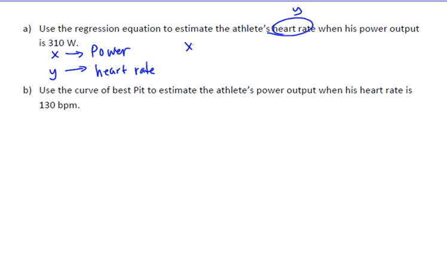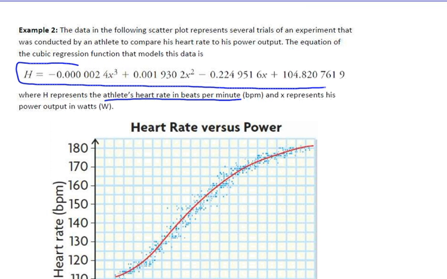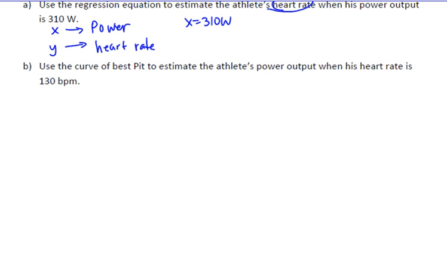Okay, so they give us our x value of 310 watts. Could we use our equation to find y? You don't have to use a list, there's no list given. But they gave us an equation. So you could put that equation into your calculator, into the y1, or how else could we find our y value given x is 310? Just sub in the 310. So let's sub in 310 for wherever we see x.